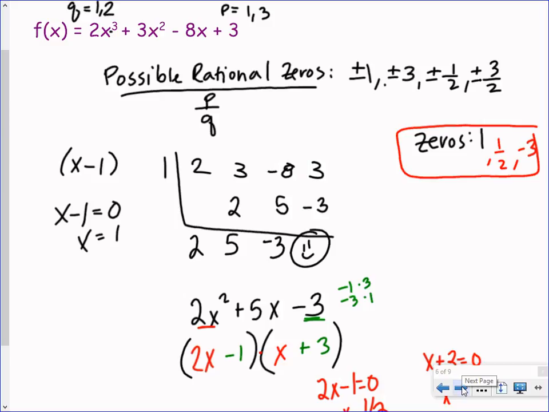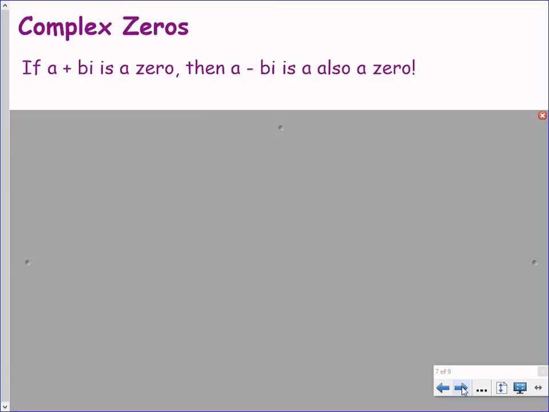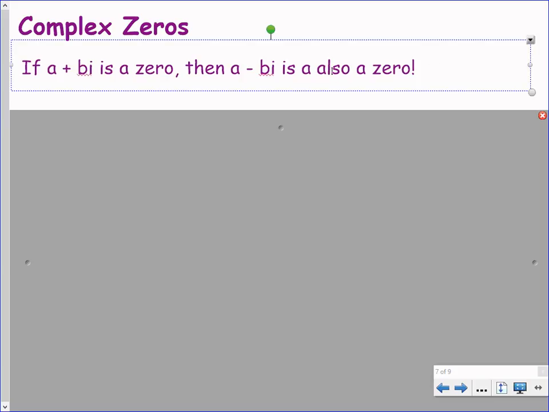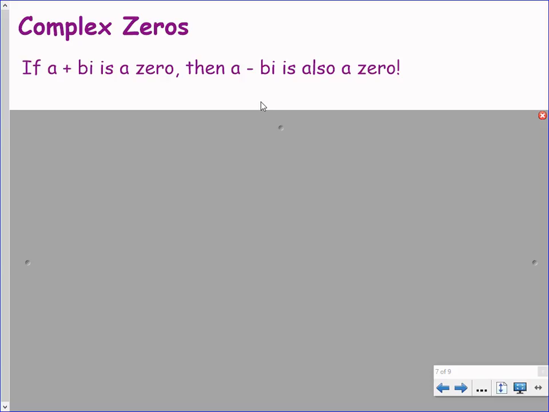It's awesome. And we could also from there write out the linear factorization. We have all the zeros. There's only 3 of them because it's cubic. Oh, and someone told me last hour I have a typo here. If a plus bi is a 0, then a minus bi is also a 0. I had an extra a that they didn't like.